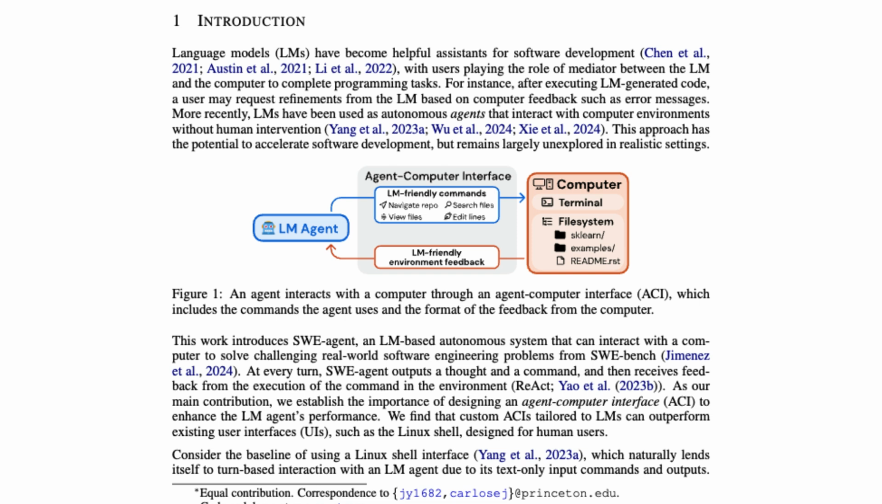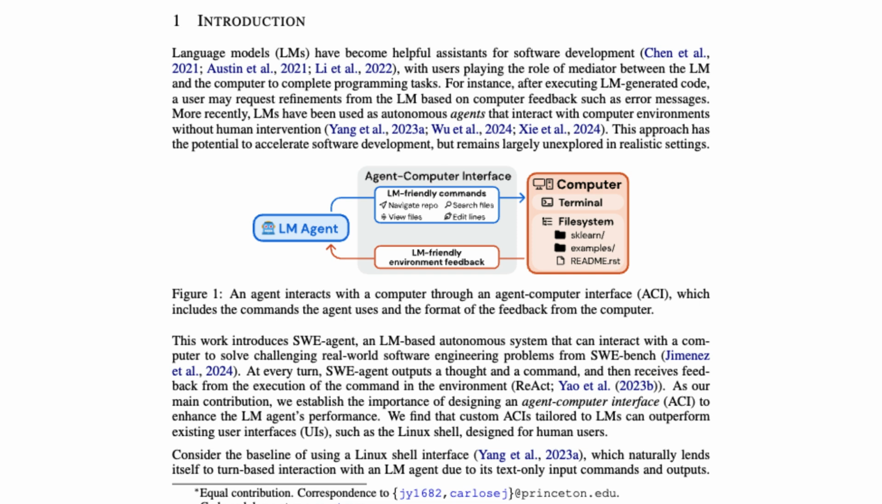This work introduces SWE-agent, an LM-based autonomous system that can interact with a computer to solve challenging real-world software engineering problems from SWE-bench. At every turn, SWE-agent outputs a thought and a command, and then retrieves feedback from the execution of the command in the environment. As our main contribution, we establish the importance of designing an agent-computer interface, ACI, to enhance the LM agent's performance.